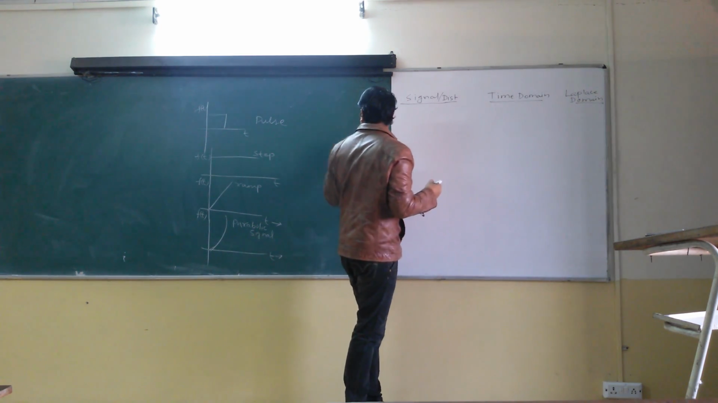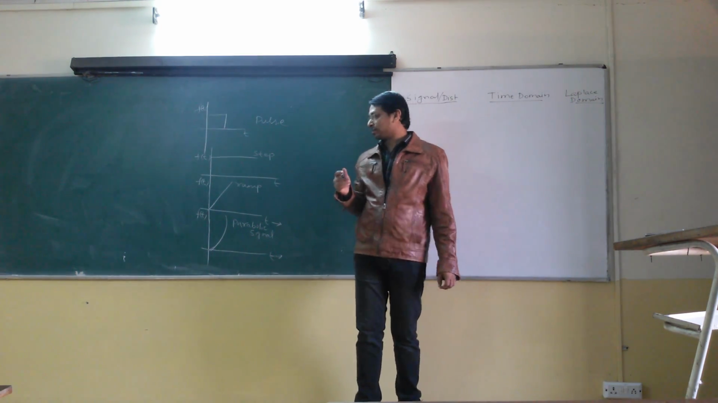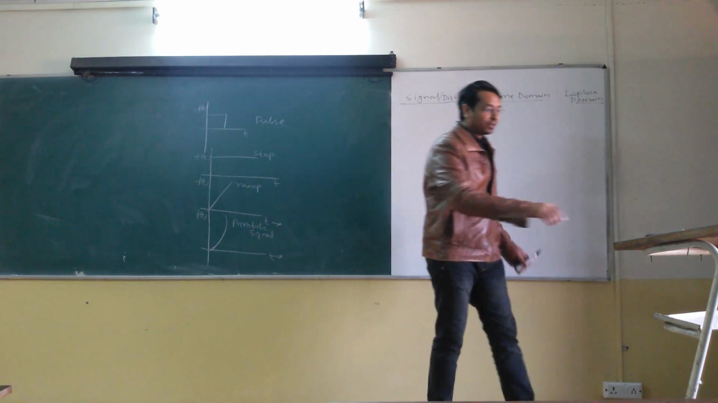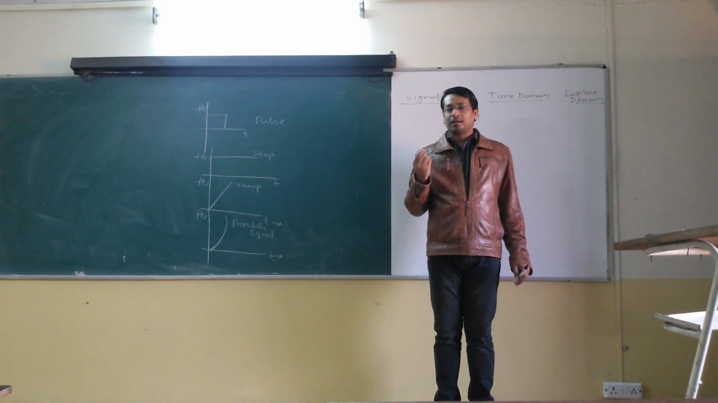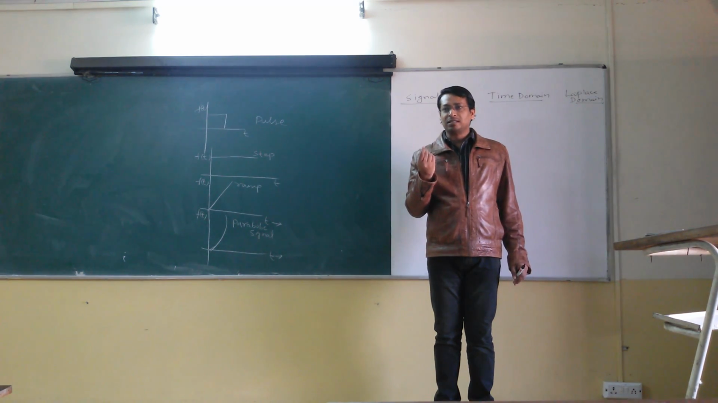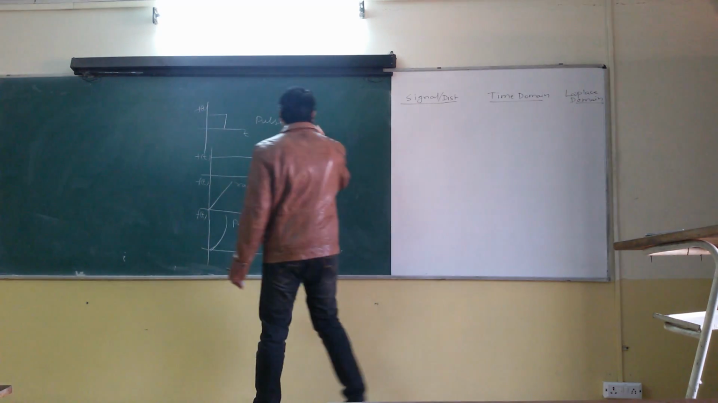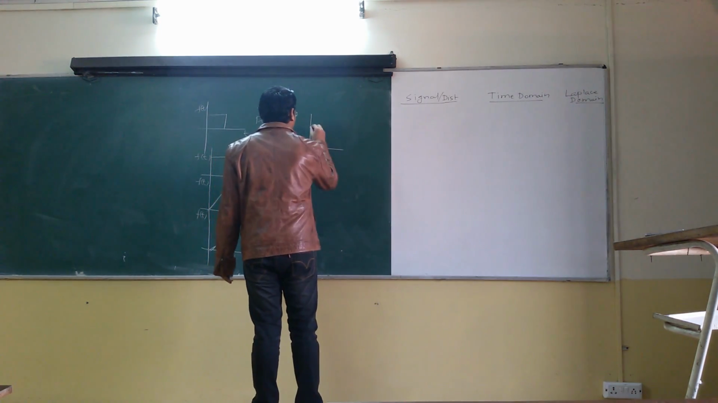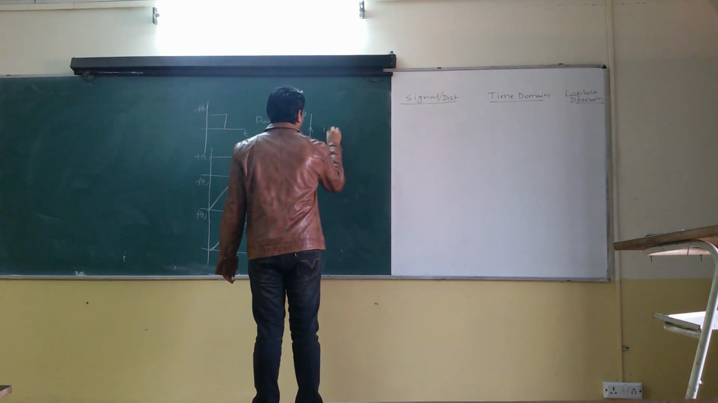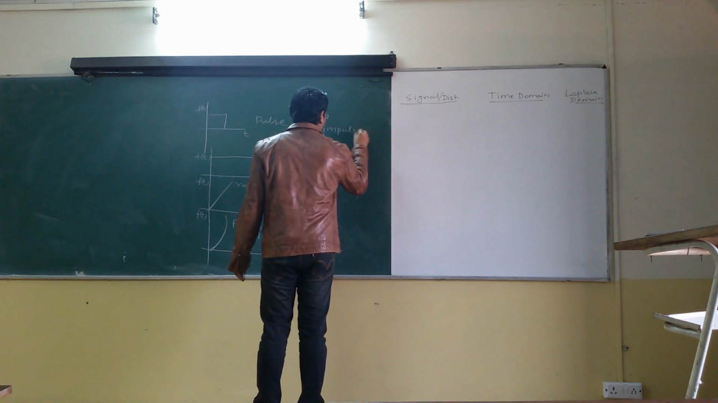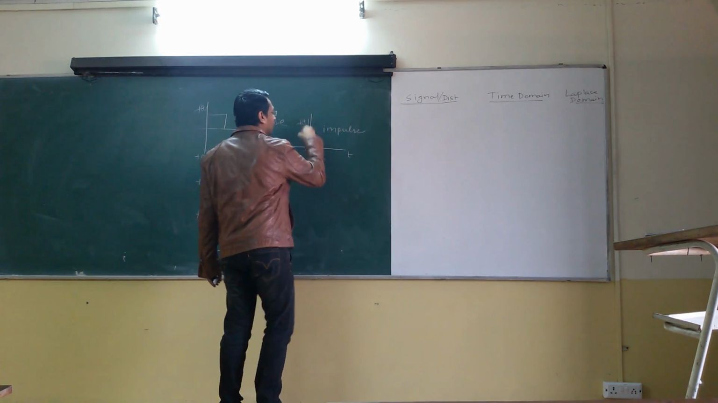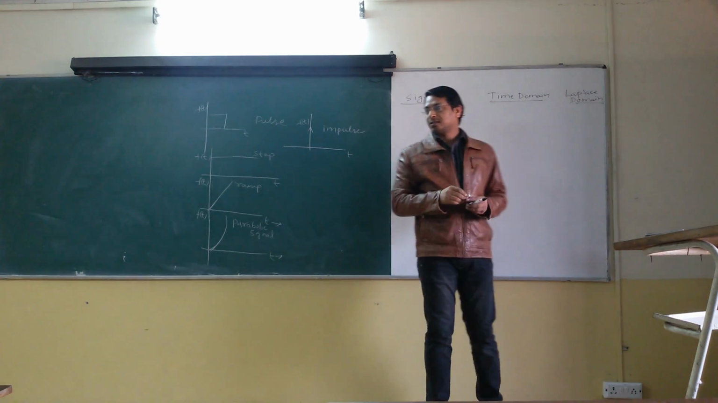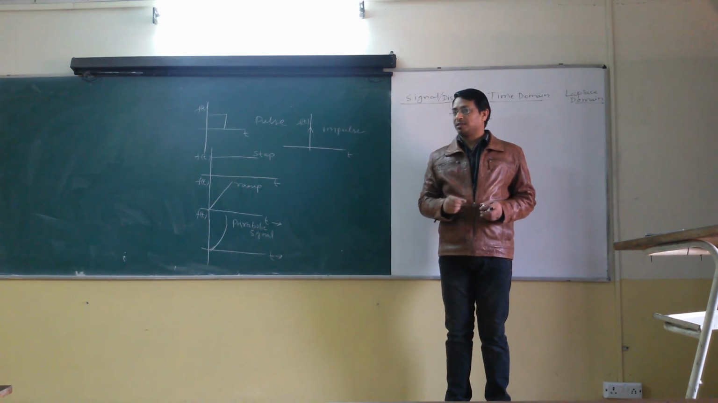So the first one is a pulse type of disturbance. One more disturbance is left: a sudden shock at t equal to 0 for a very infinitesimal time can be represented by an impulse. This is your time and this is f. Now let us start the modeling of these types of disturbances.